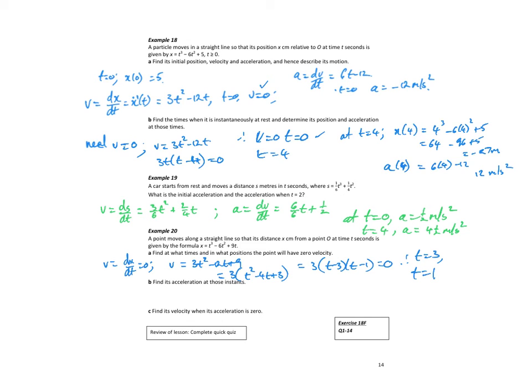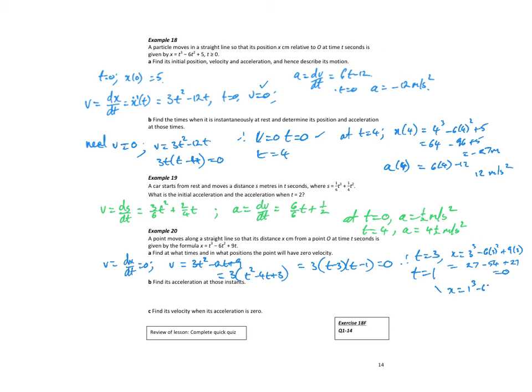I need to also find where, at what position. So if I substitute t equal to 1 and t equal to 3 into my position equation, we can work that out. So if t is equal to 3, we get 3 cubed minus 6 times 3 squared plus 9 times 3. 3 cubed is 27. 3 squared is 9. 6 9s are 54 plus 27. 27 plus 27 minus 54 is 0. So we're back to the origin after 3 seconds.